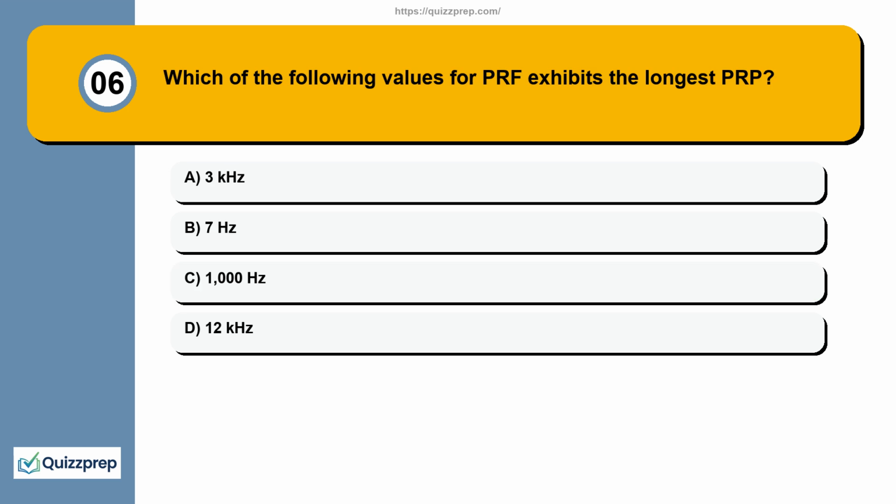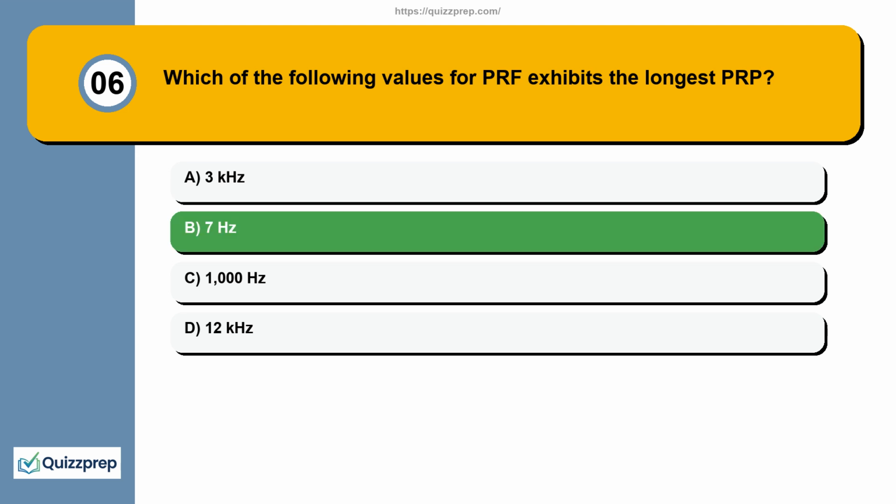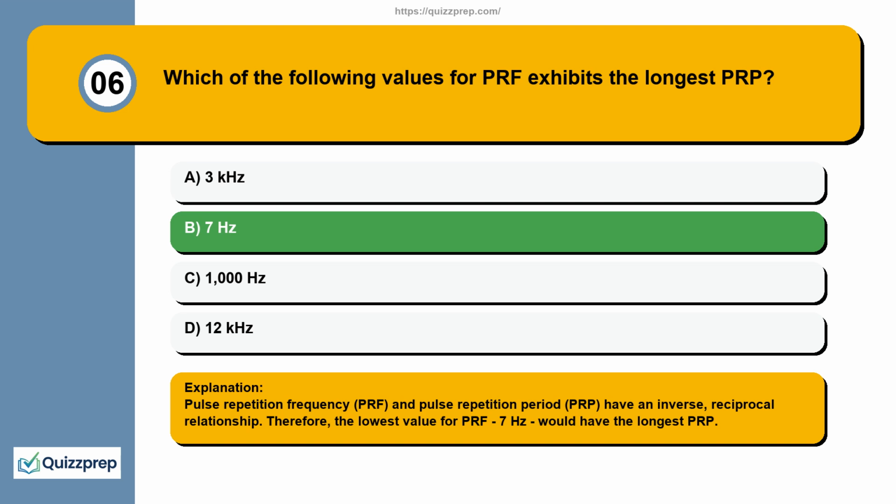Question 6. Which of the following values for PRF exhibits the longest PRP? 3 kHz, 7 Hz, 1000 Hz, 12 kHz. Pulse repetition frequency, PRF, and pulse repetition period, PRP, have an inverse, reciprocal relationship. Therefore, the lowest value for PRF, 7 Hz, would have the longest PRP.